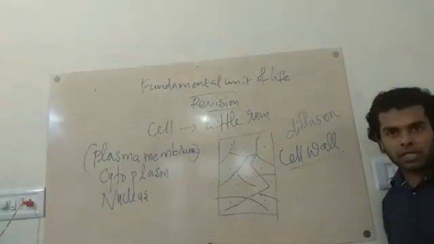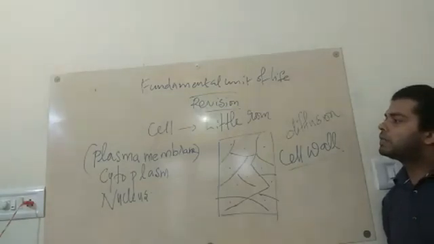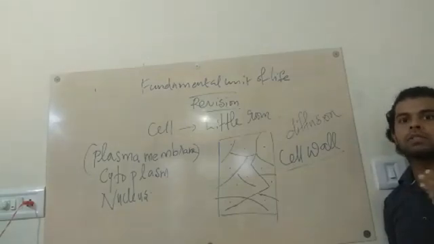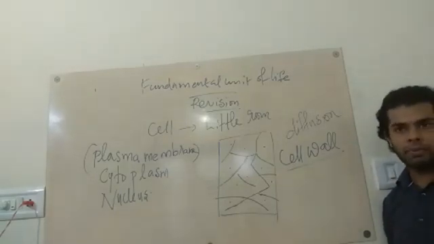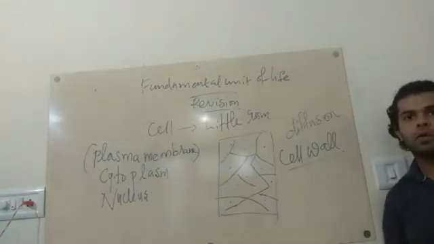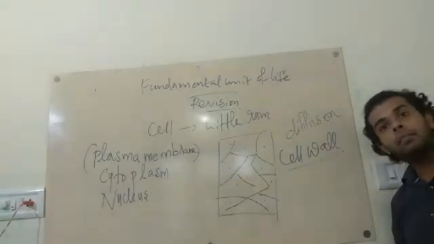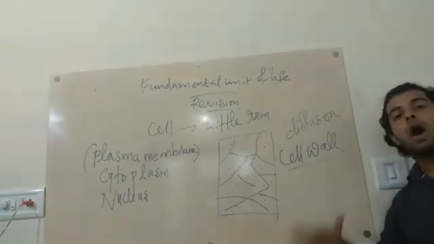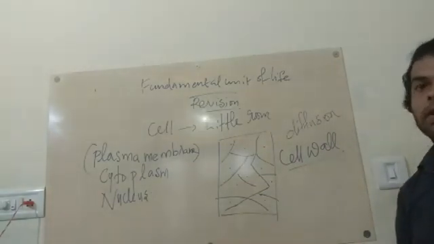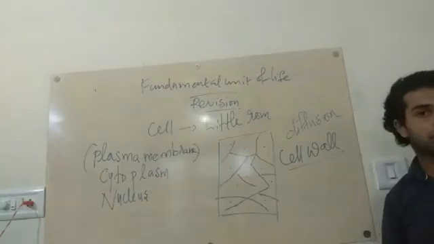What is a cell wall? The cell wall is a portion which we have seen in addition to the plasma membrane. That is a rigid outer covering. In addition to the plasma membrane, plant cells have another rigid outer covering called the cell wall. The cell wall lies outside the plasma membrane. The plant cell wall is mainly composed of cellulose.